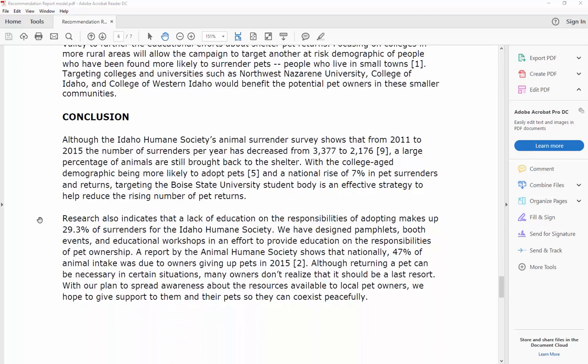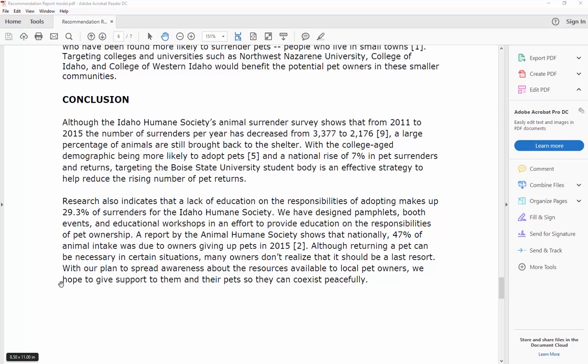And then they offer their conclusion, which just allows them to reaffirm what they've already stated, get at that idea of the so what. Why does this information matter? Why is this problem something that needs to be solved? And why does the solution work? So you see here, there's a return to some of the sources they used and some statistics. And it also really hits home here at the very end with our plan to spread awareness about the resources available to local pet owners. We hope to support them and their pets so they can coexist peacefully. So in the end, it's making sure that pets are able to stay with the person who adopted them. So this is just a sense of one of the recommendation report models.